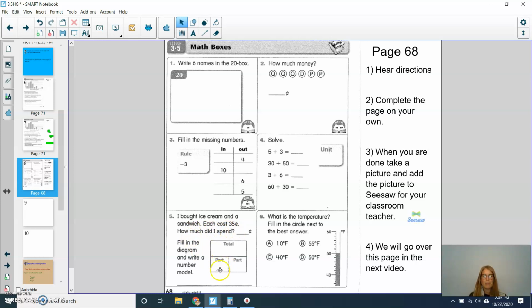So you're going to put your amounts in the part, and you're trying to figure out your total. So fill in your diagram, and then give me a number model. And then our last question, number 6, what is the temperature? Fill in the circle next to the best answer.